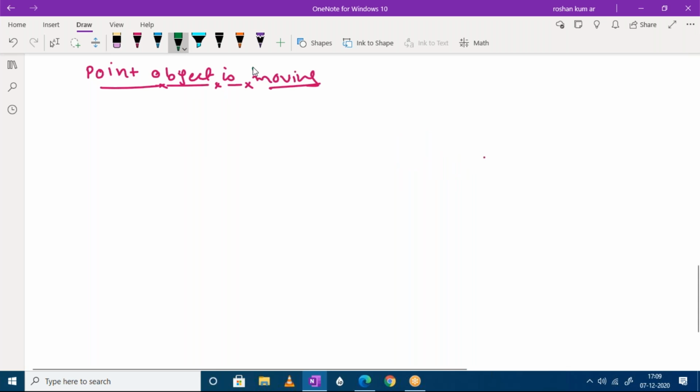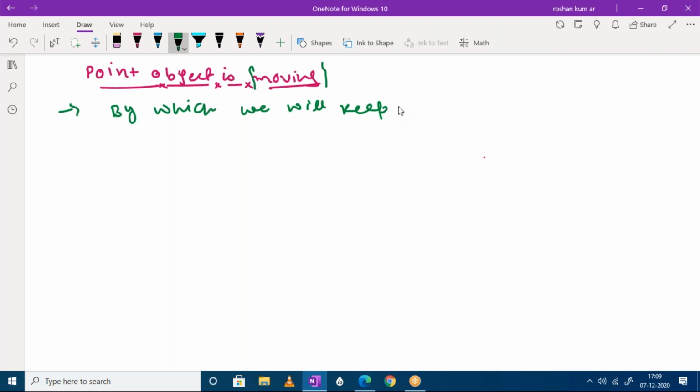So let the question say that both of them are moving, but we will use a concept by which we will keep one object at rest. And this concept we call relative speed.